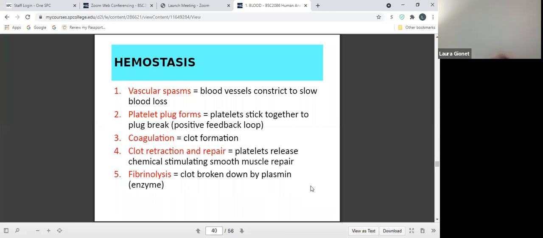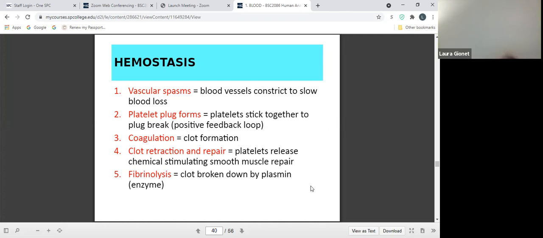If you have a laceration and a cut on the surface of your body, you don't want to keep delivering the same amount of blood to where it's just going to bleed out to the surface of the body. So what you want to do is vasoconstrict and produce a reduction of blood flow to that area so you don't just keep losing it and bleeding it away. So it starts with a vascular spasm.